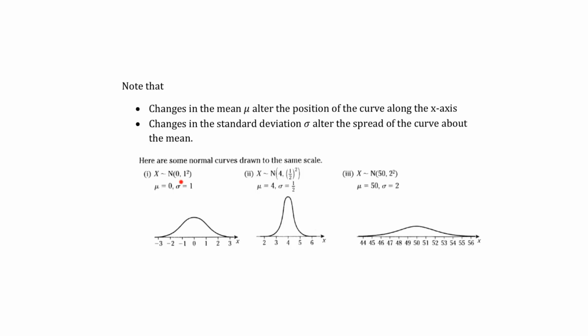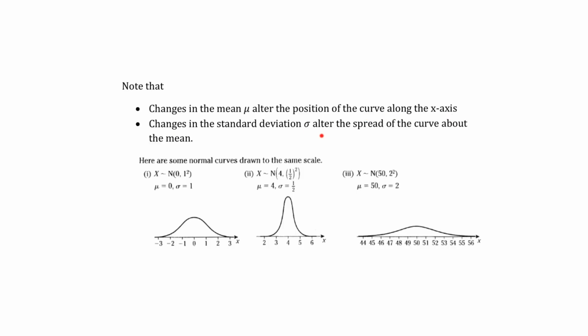How would the curve be different for all these 3 distributions? The mean is 0, which means this. Now if you have a mean of 4, then the entire curve would be shifted to the right, towards 4 units. If the mean is 50, it will be shifted further right. So changes in the mean alter the position of the curve along the x-axis.